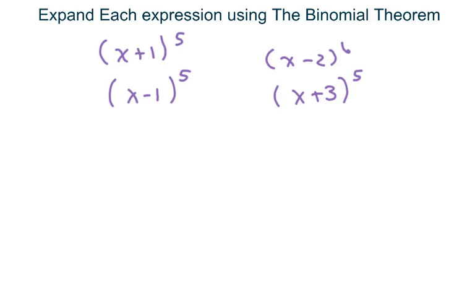Everyone, we're going to expand each expression using the binomial theorem. These are kind of the easy ones. Also, both of these have ones in them, so I'm going to treat them a little different than I would the next two here. And what you want to do when you start is, we have the first one, x plus 1 to the fifth.